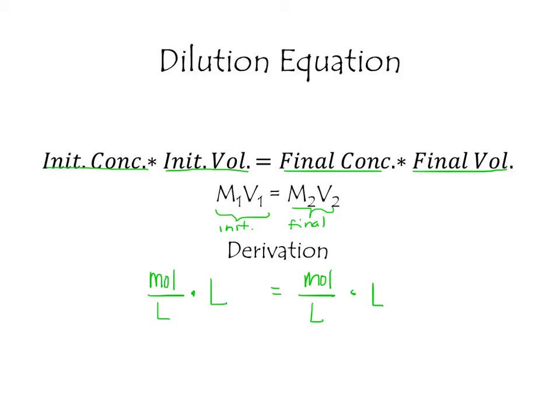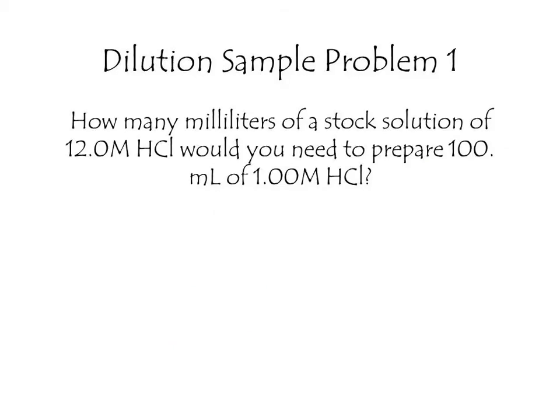And you end up canceling out the units. And so we should end up with your initial number of moles equals your final number of moles. So that's how we derive this equation: M1V1 is equal to M2V2.